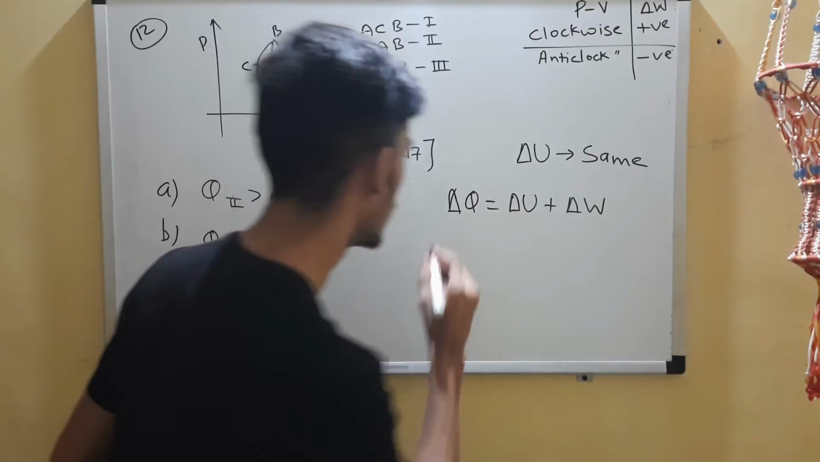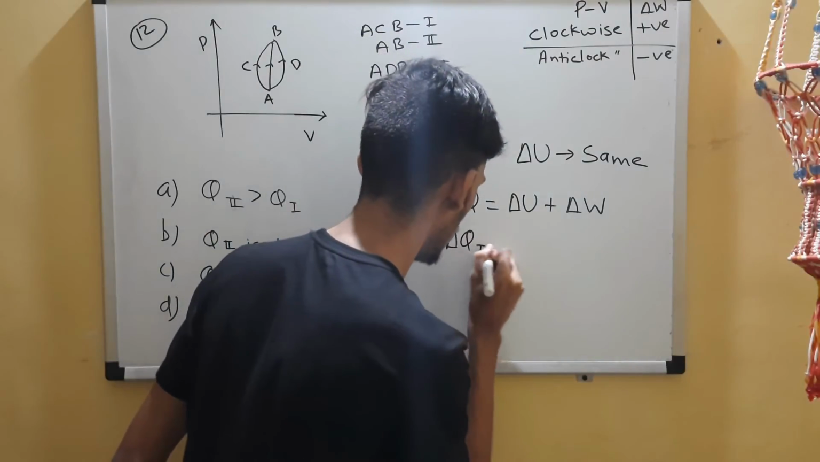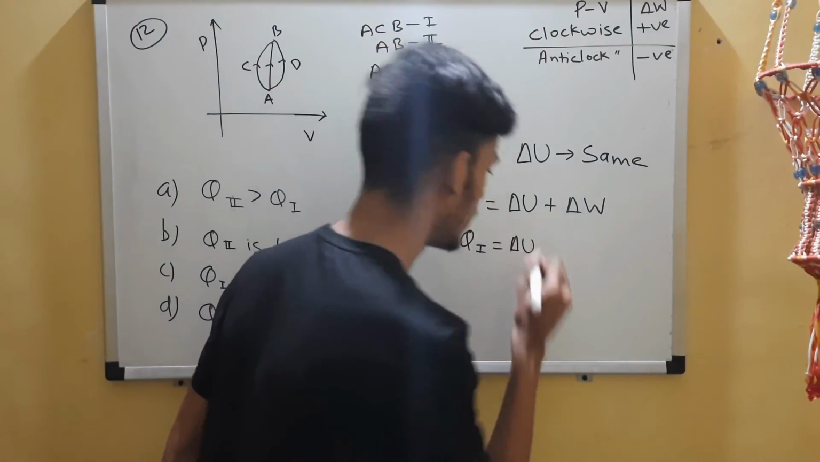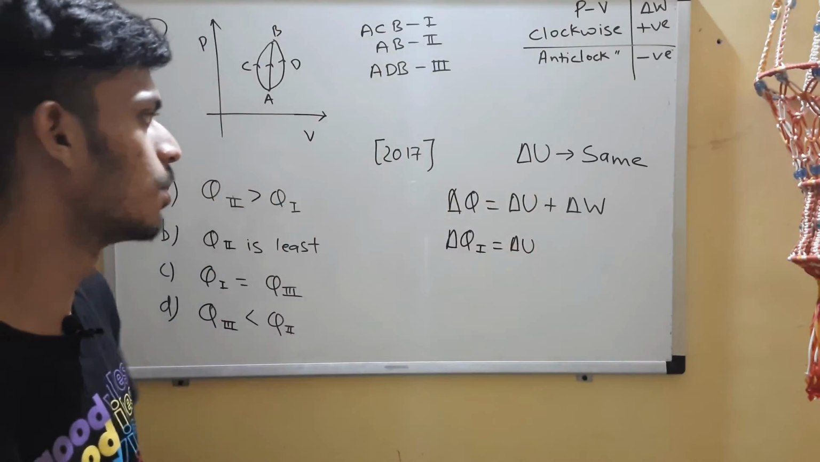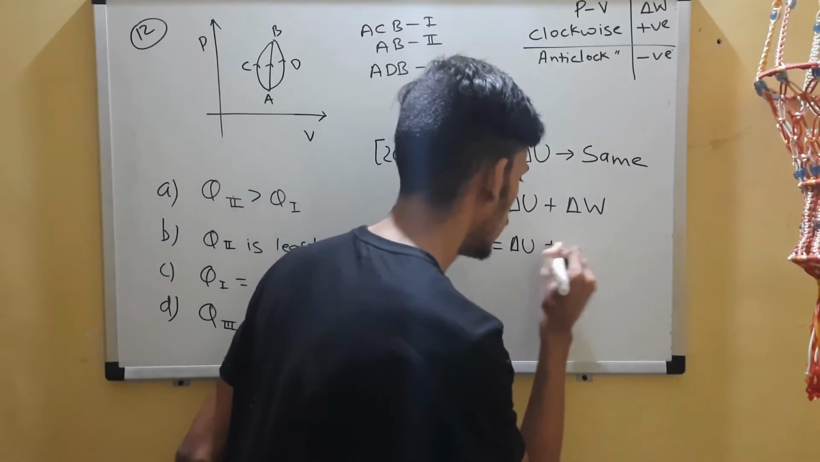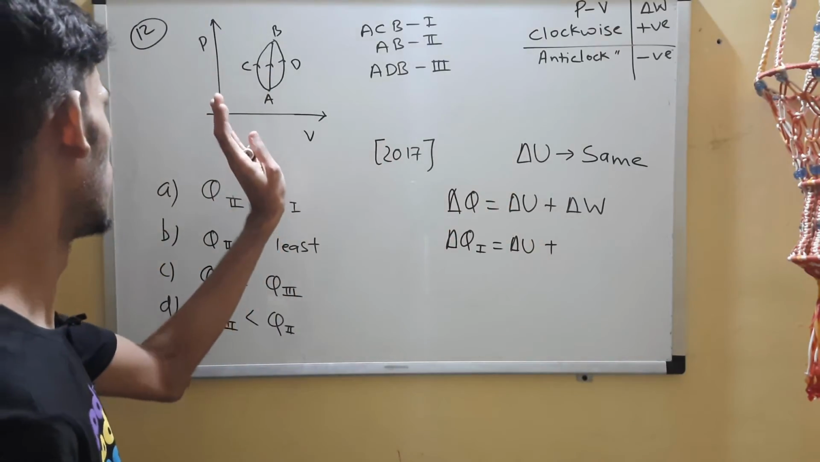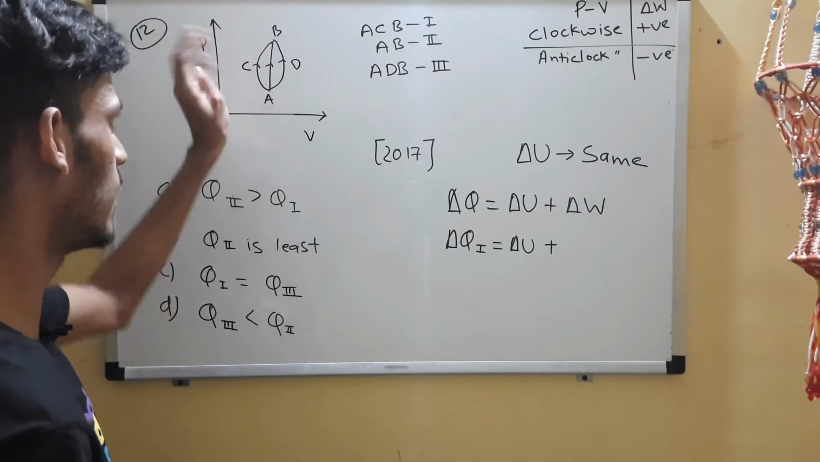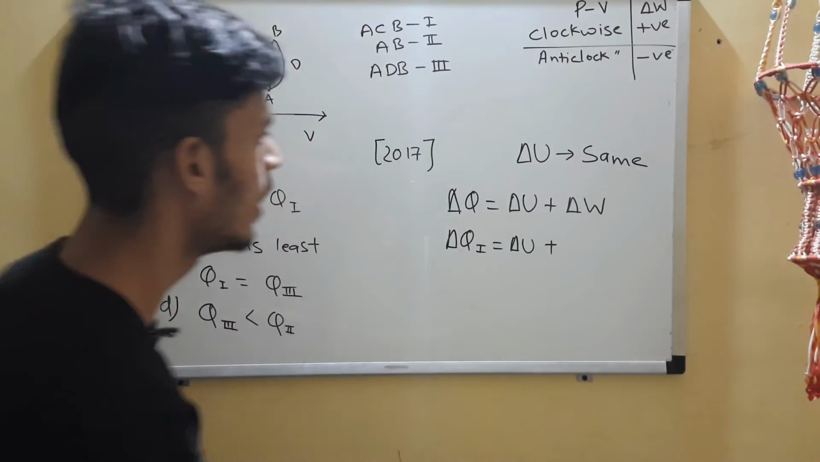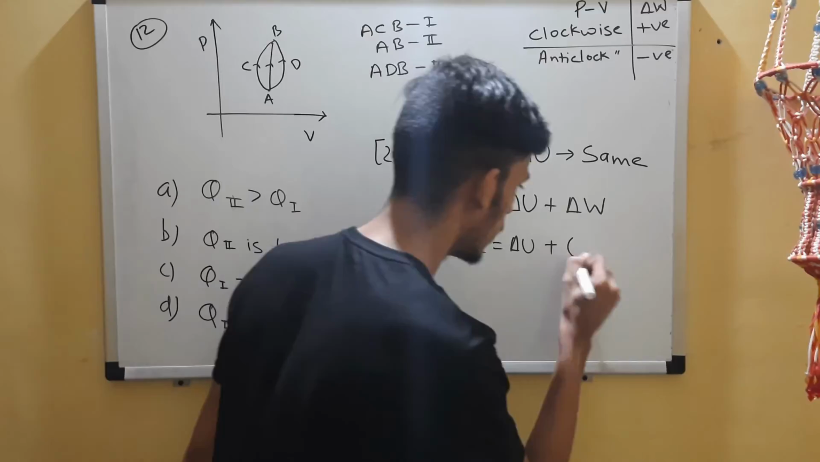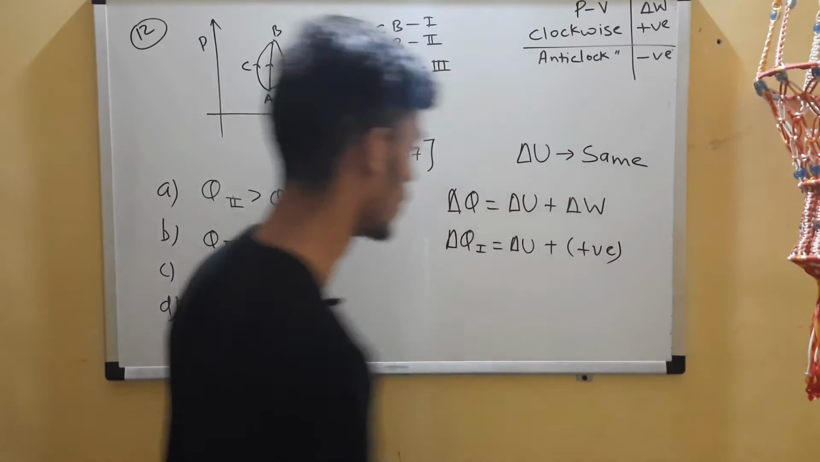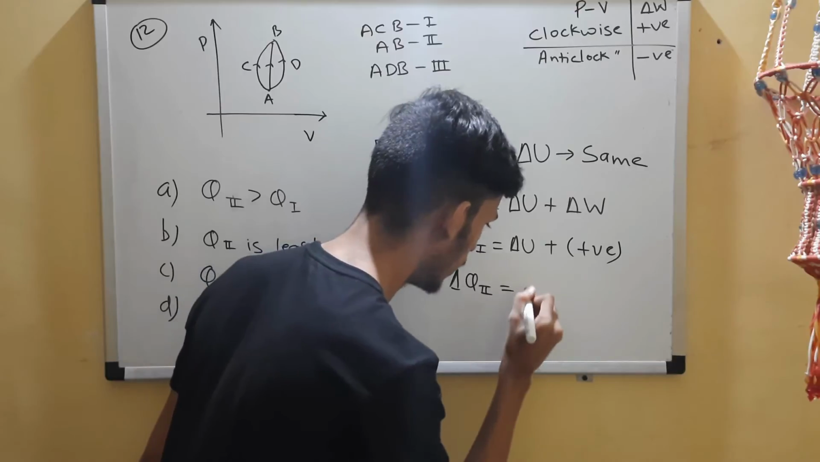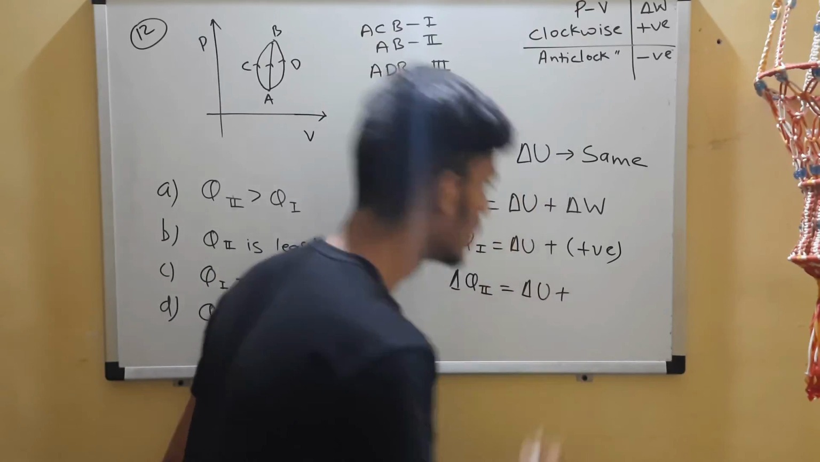Now it's easy, right? Because let's write it for process 1 now. The heat in process 1 will be delta U, which is the same for all the three processes, plus the work done in the first process. You can see that it will be something positive because the cycle is clockwise, right? Now in the second case, it will be internal energy plus the work done.